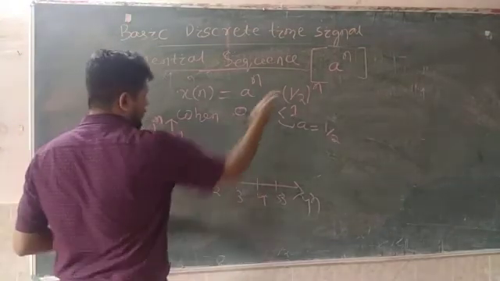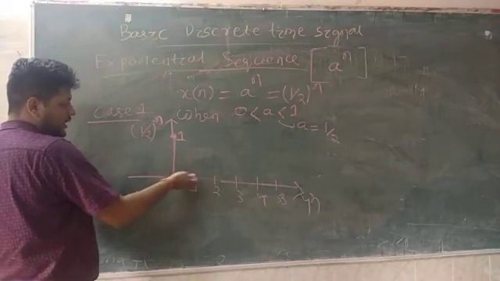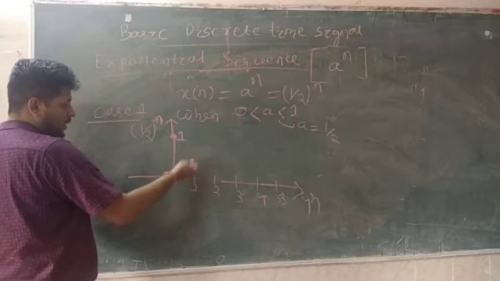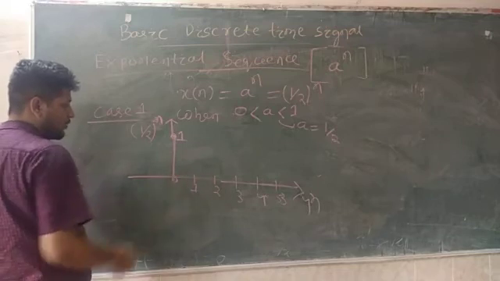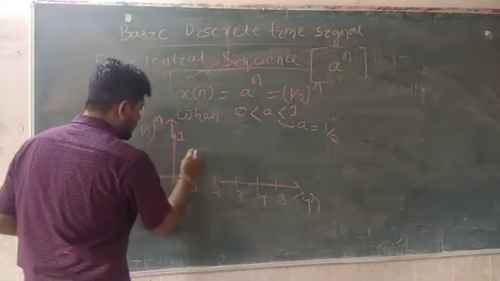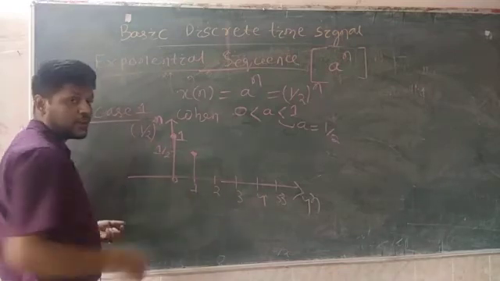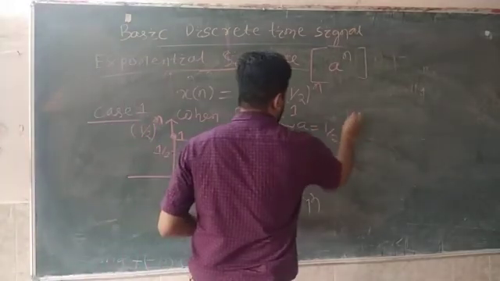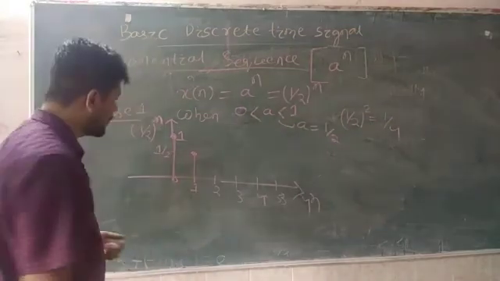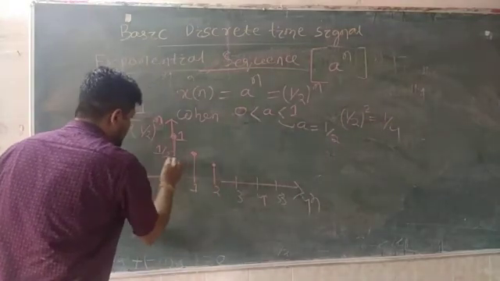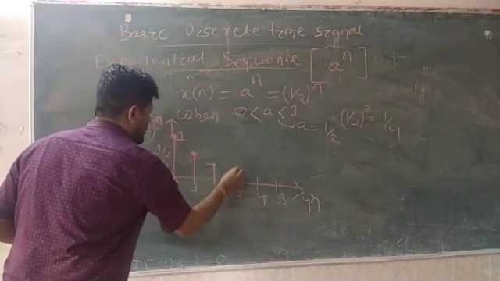Then if I put n equal to 1, because this is a discrete time signal, no need to worry about what is there between 0 and 1. You only concentrate on integer values: 0, then 1, then 2. If n equal to 1, half to the power 1 means the amplitude is half. If n equal to 2, 1 by 2 square means 1 by 4. Then if I put n equal to 3, this is 1 by 8.